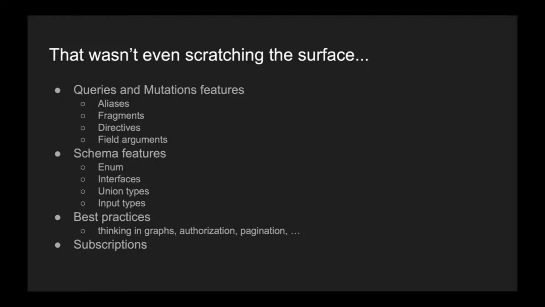And the schema features that I didn't talk about were enums, interfaces, union types, input. Sorry, I did talk about input types, my bad. I also didn't talk about best practices, such as thinking in graphs, authorization, and pagination, and also subscriptions. Subscriptions are also a really big part of GraphQL. I only talked about queries and mutations, but subscriptions are at the same level as queries and mutations.